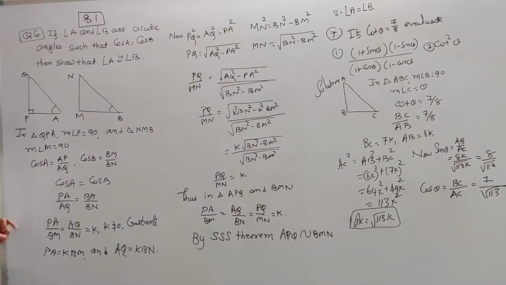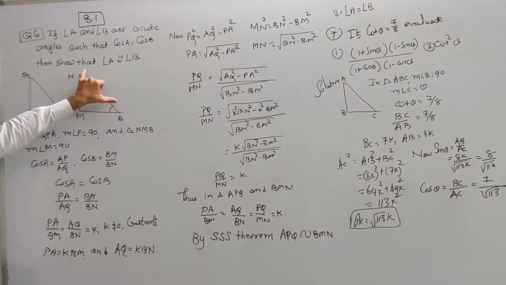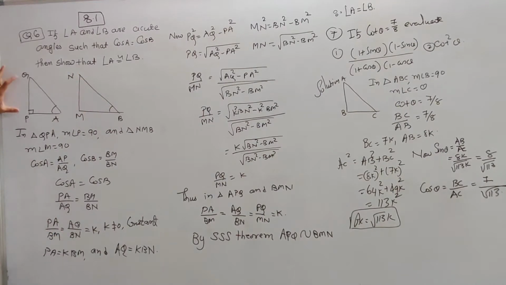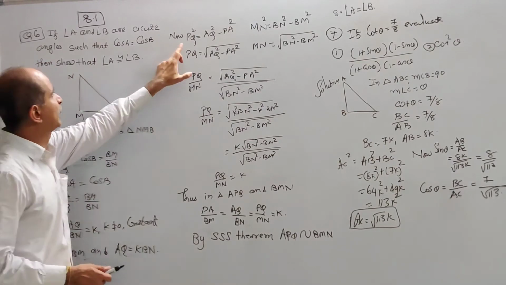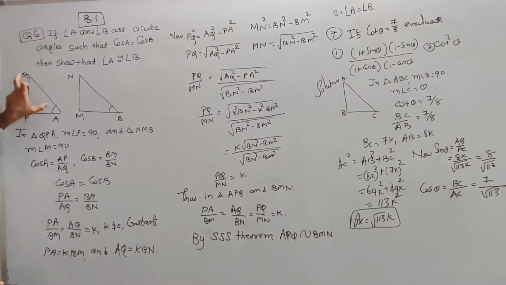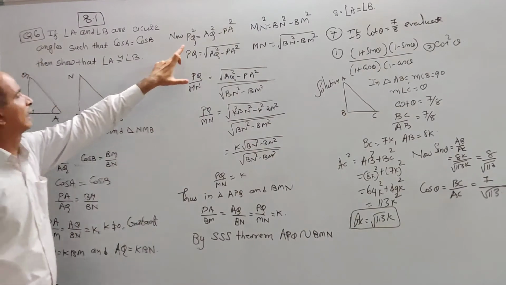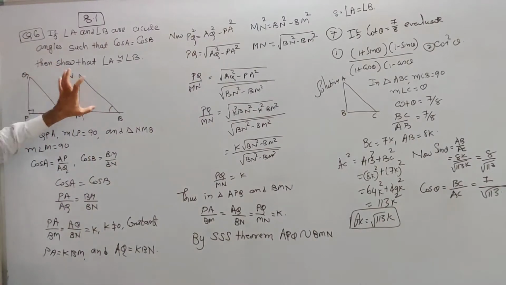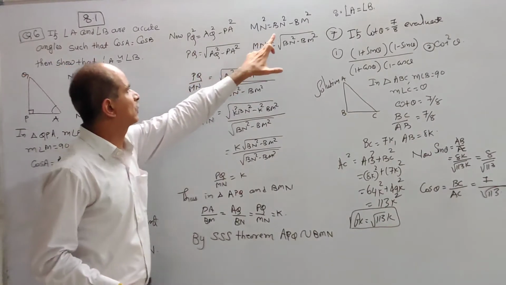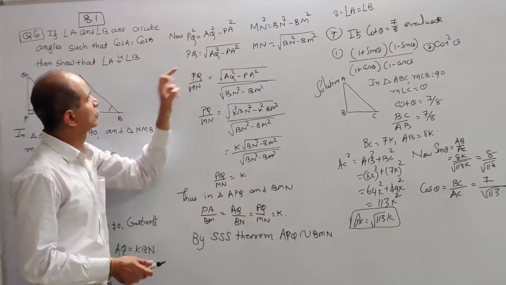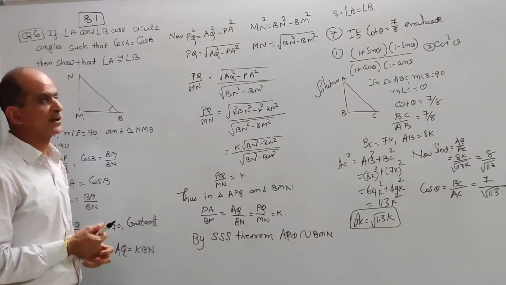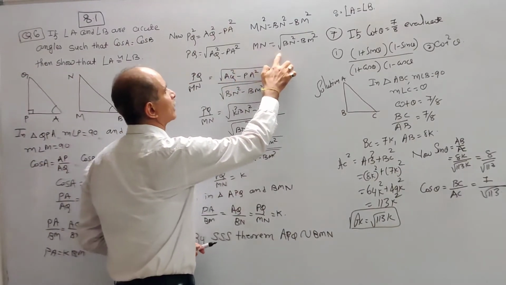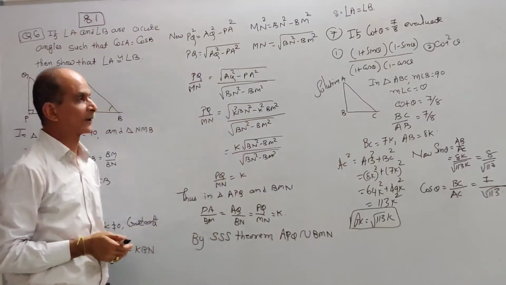Now PA and AQ are given to you. BN and MB are also given to you. So let me find out PQ as well as MN by using the Pythagoras principle. So PQ square is equal to AQ square minus AP square, and MN square is equal to NB square minus BM square. So PQ is equal to under root AQ square minus PA square, and MN is equal to under root BN square minus BM square.